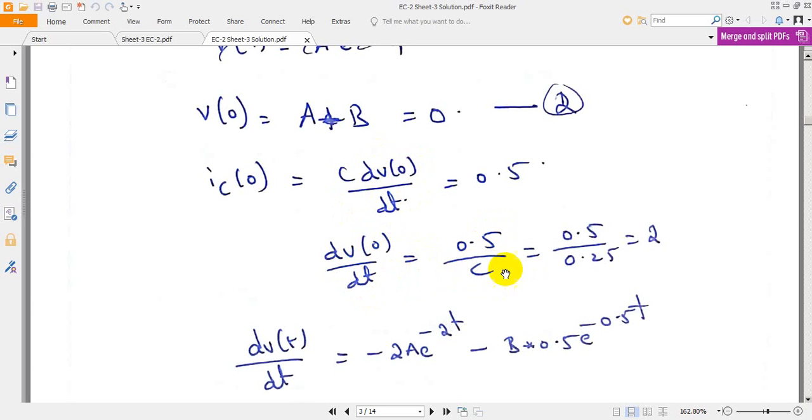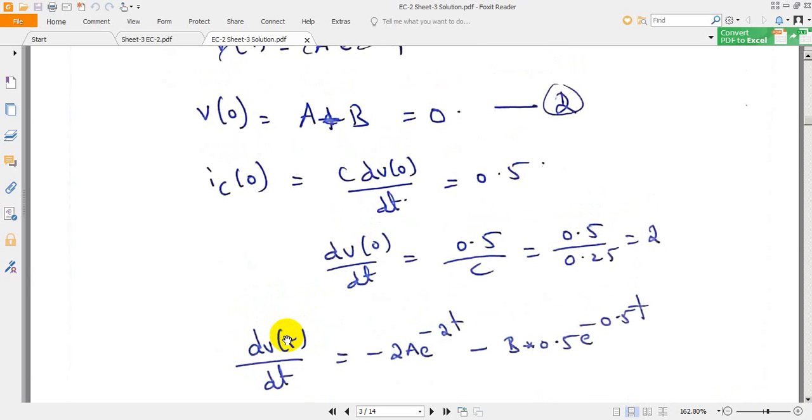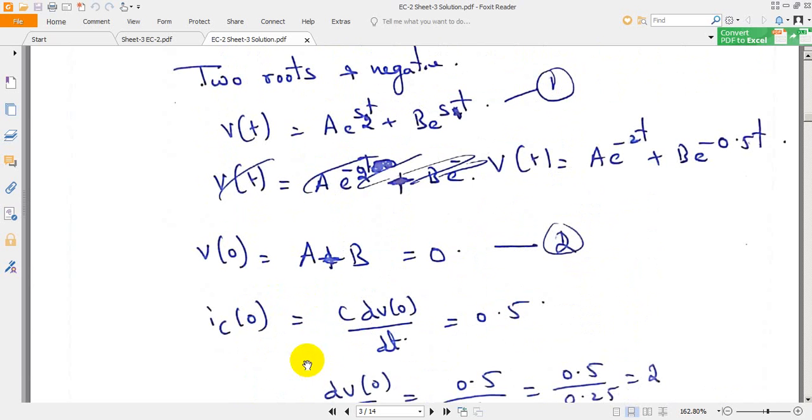We know the value of C. Substitute the value of C, 0.25, and we get 2. So we got the value of dV naught by dt is equal to 2. Now next, here we are evaluating dV of t by dt. What are we evaluating it for? We got the expression here, V of t. If you differentiate this, why are we doing it? I will let you know.